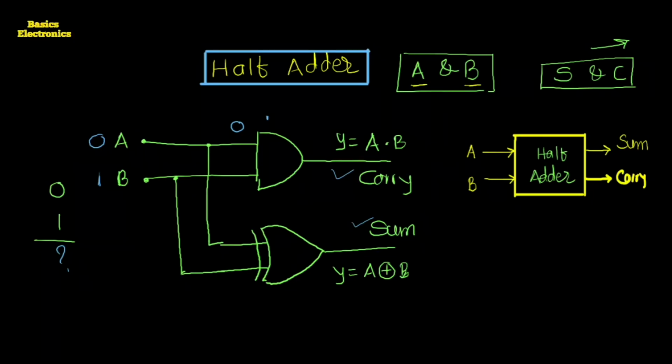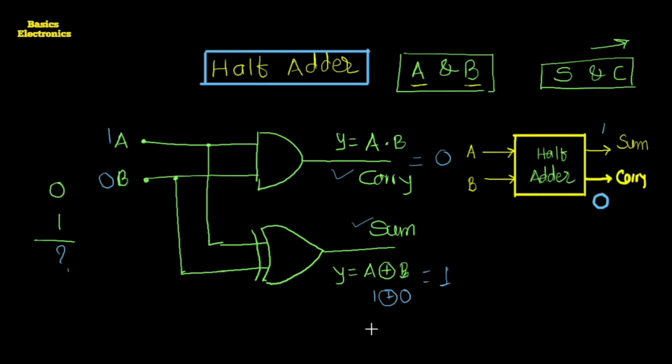for example, now the input A is equal to 1 and B is equal to 0. Again we get the output of the AND gate, which is carry, and carry Y equals A dot B. 1 dot 0 is equal to 0, and sum Y equals A XOR B. 1 XOR 0 is equal to 1. It means again we get sum equals 1 and carry equals 0.